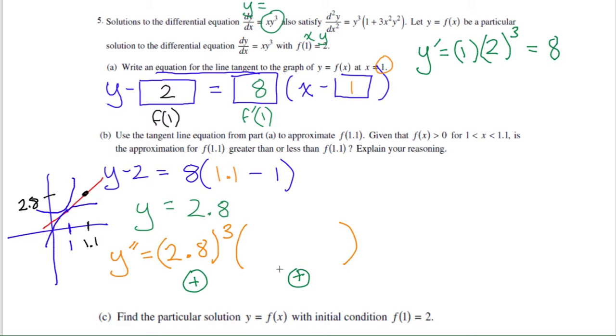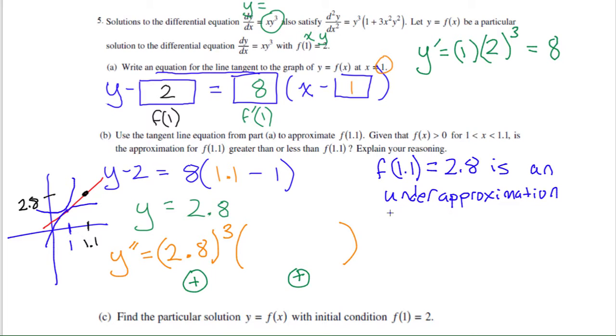There it is. That's the answer. So y equals 2.8. I guess if you're being formal about this, you'd say the approximation of f of 1.1 is equal to 2.8, and it is an underapproximation, because y double prime was positive.